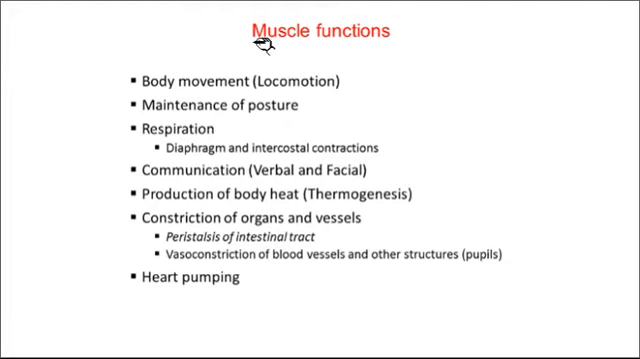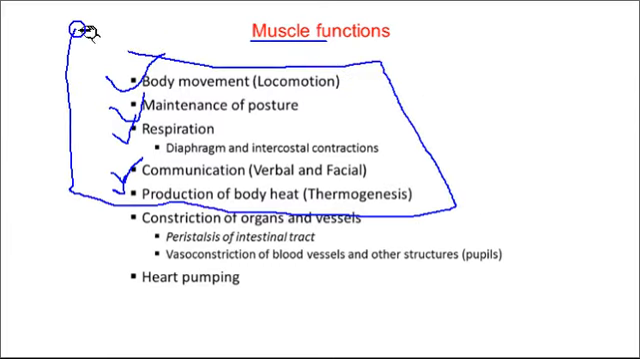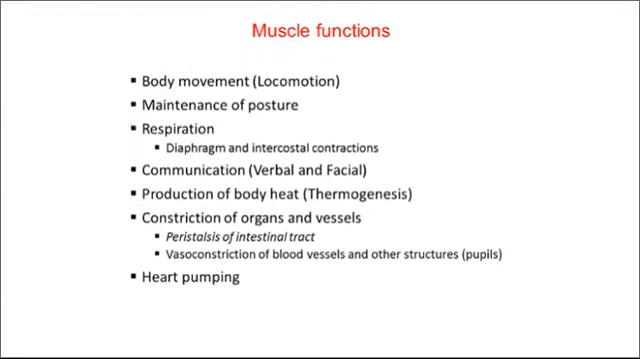Regarding the general functions of the muscle, skeletal muscles are helpful in locomotion, in maintenance of posture, production of respiration, and communication, as well as thermogenesis. These are the general functions of the skeletal muscle. Skeletal muscles are helpful in the production of voluntary locomotion, maintenance of posture, respiration, communication, and production of heat by thermogenesis.